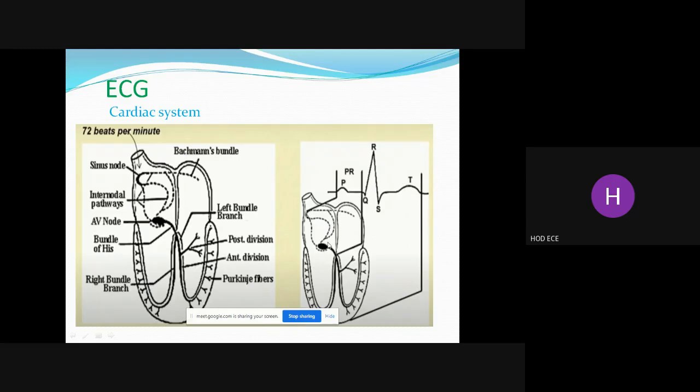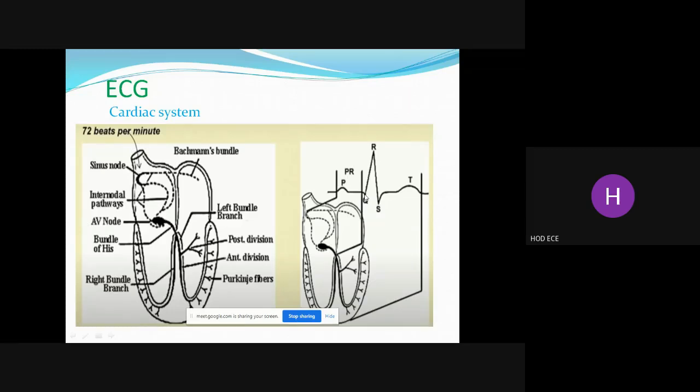Actually here this AV node is going to produce some delay, within which time the ventricles are filled with blood. So in this delay time, after that, when the AV node releases that blood, we are going to have the propagation of the signal. That is, the potential will reach the entire part, and then the compression of the ventricles takes place.